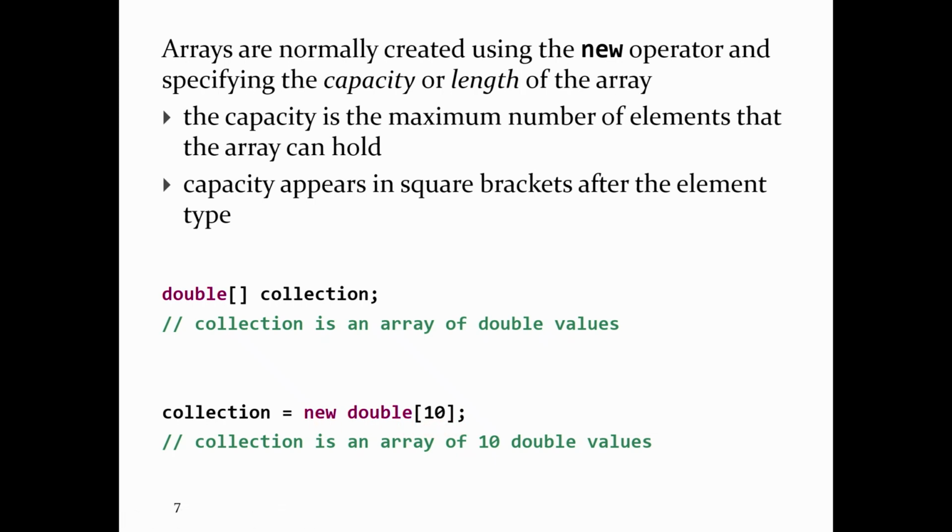If I want to make an array of length 10 of double values, because the type of my array is double, then I write new, the element type, so double, square bracket, and then the size of the array, the length of the array. So new double 10 makes an array of length 10. I can store a reference to that array in the variable collection. So array variables are reference variables in Java.